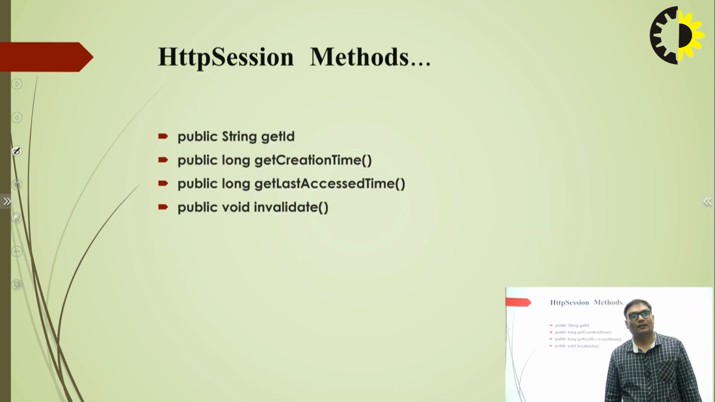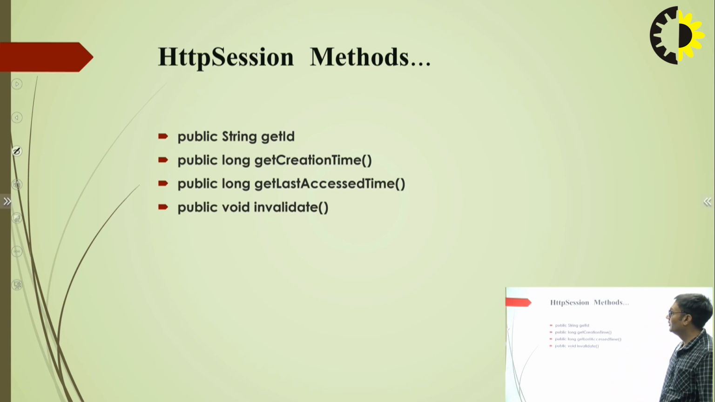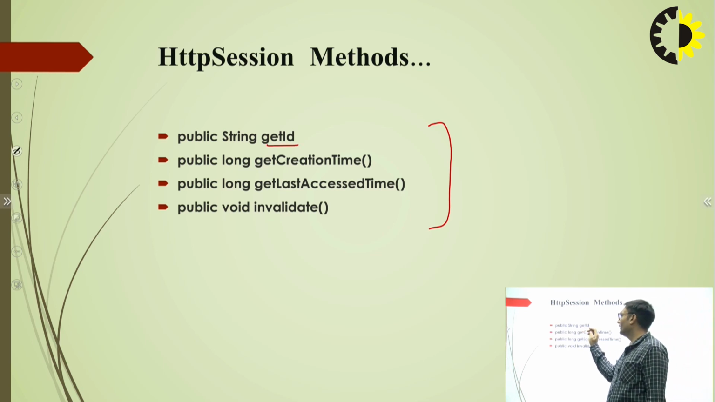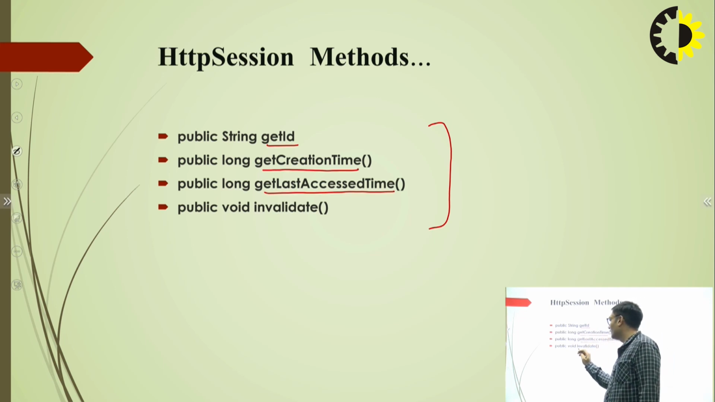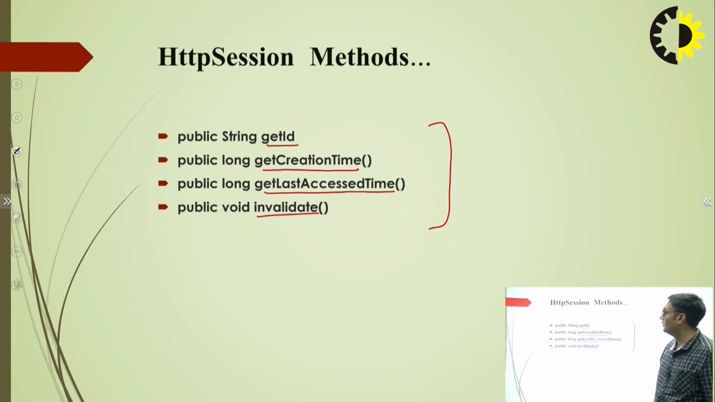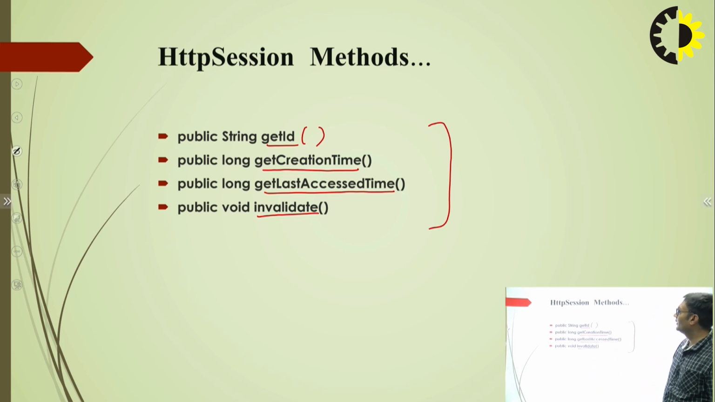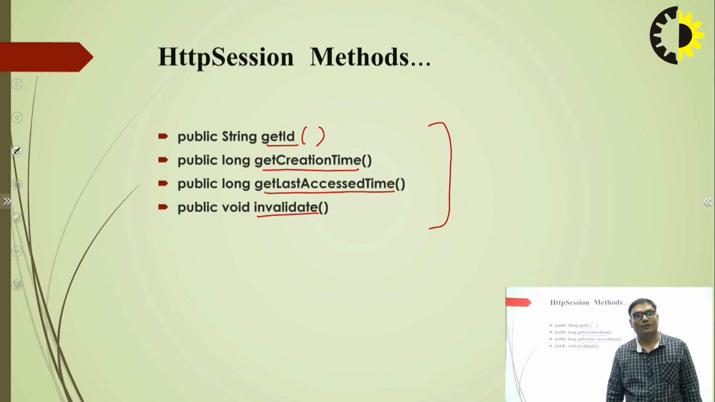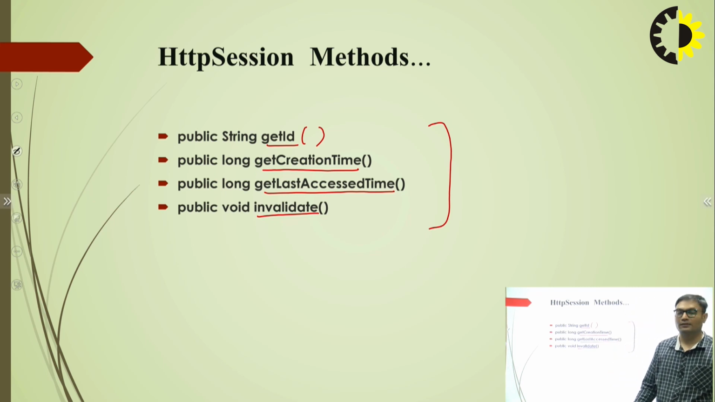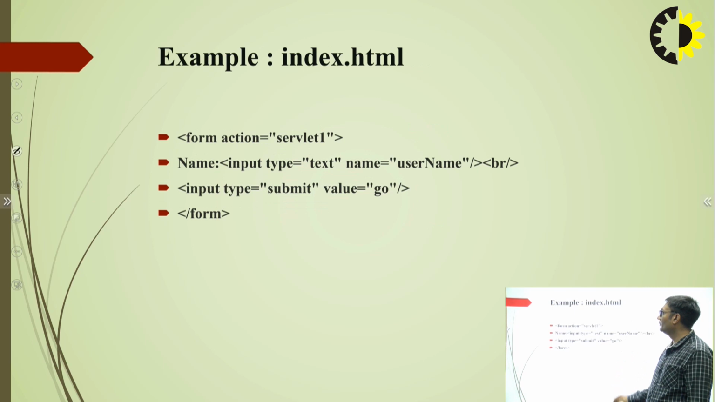There are some methods which help to track the session. One is getId, getCreationTime, getLastAccessTime, and invalidate. So these are the four methods that can be helpful for creating and tracking the session ID for a particular user. We will discuss them in the example.